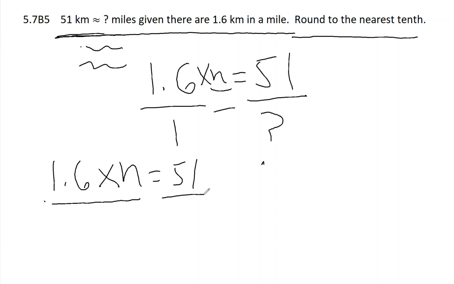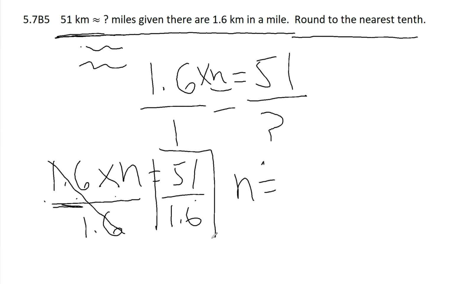Using the inverse operation to solve for the unknown, we're going to divide both sides by 1 6/10. 1 6/10 over 1 6/10 is 1. 1 times n is n. So n is going to equal this value right here. So let's take 51 and divide by 16.